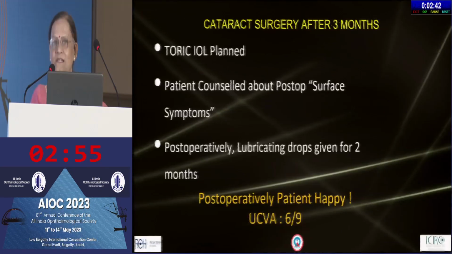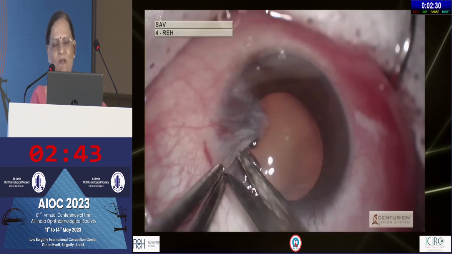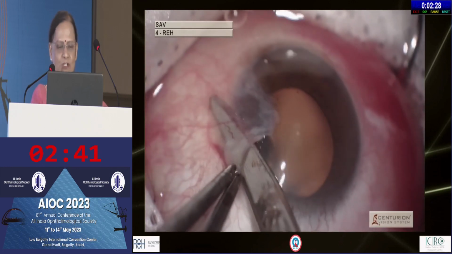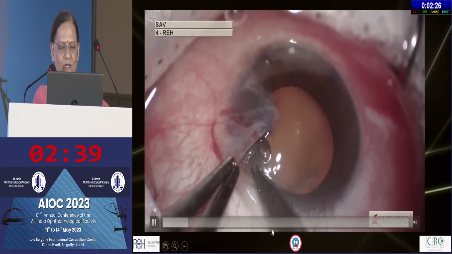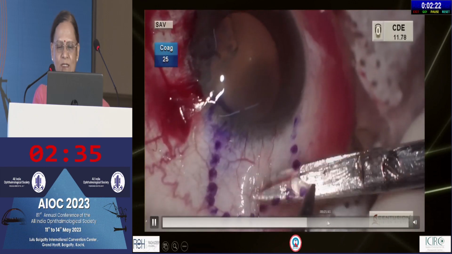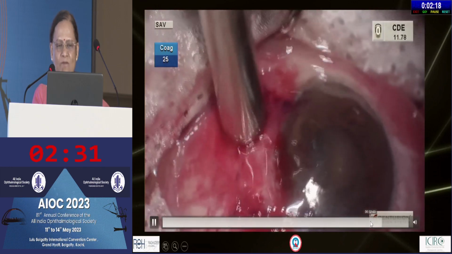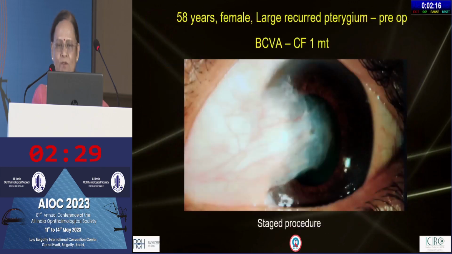And we waited after the pterygium surgery for 3 months, did a toric IOL, and the patient was counseled about post-op surface symptoms, lubricating drops given for a long time, and unaided 6/9, a very happy patient. And this is just to show the surgery of the conjunctival autograft. I'll skip this since this is the autograft we use with the tissue glue, and I'll go to the next one.